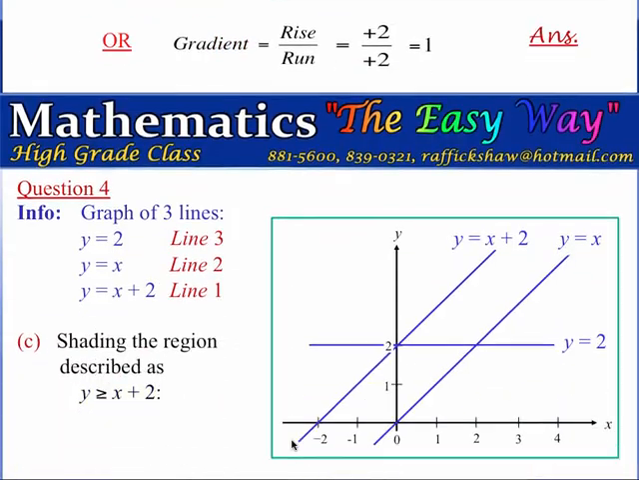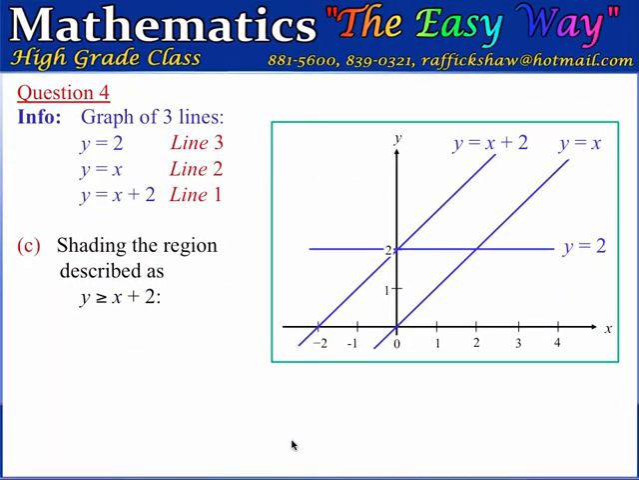Let's move down now to part C. Part C wants us to shade the region on the graph that describes this inequality, y is greater than or equal to x + 2. The line that is associated with this inequality is the line y = x + 2, and this is it. The greater than sign here means that we want the region above the line. The equal means that we want the line. And so we want the region that is above the line y = x + 2.